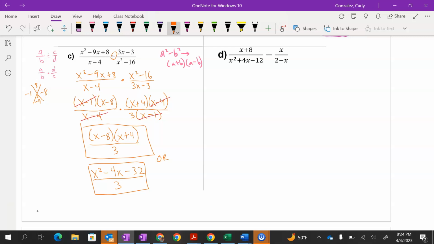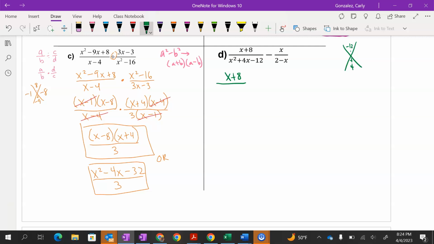And for D, we are now going to subtract rational expressions. So the first thing we want to do is go ahead and rewrite that denominator on the left in factored form. So again, what multiplies to C adds to B. So what multiplies to -12 and adds to 4, because it's a trinomial.